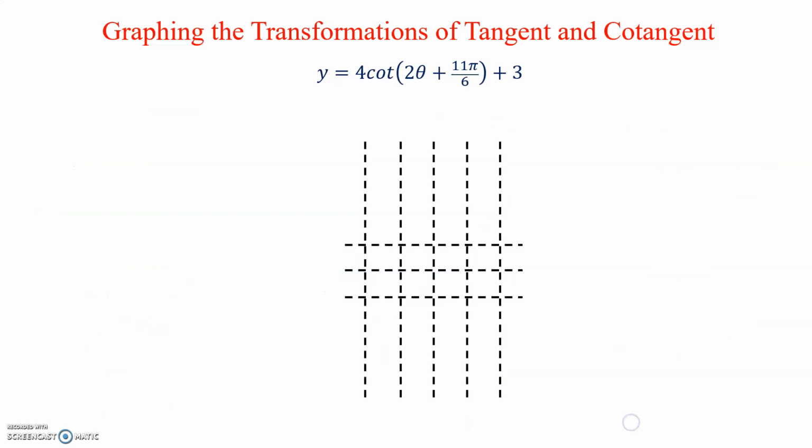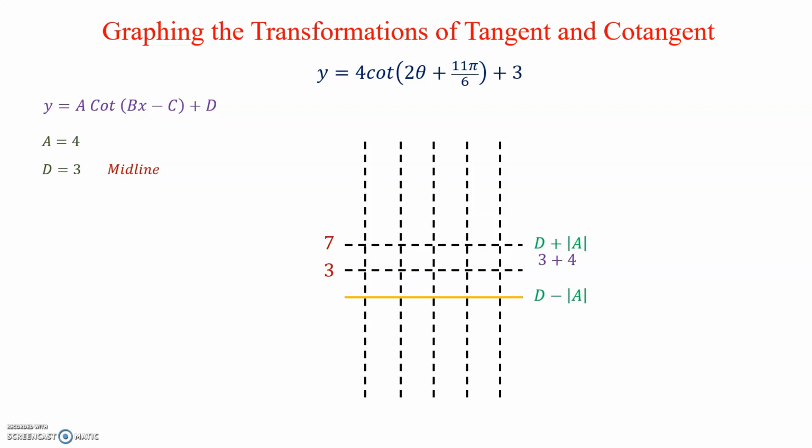Cotangent. Again, we're going to put values on all 8 lines. We know A is 4 and my D is 3. Because D is 3, that's my midline. So let's put the 3. To find the dotted line above, it's the D plus the absolute value of A, which in this case, 3 plus 4 puts us at 7. The one right below, we subtract: D minus the absolute value of A. 3 minus the 4 puts us at negative 1.